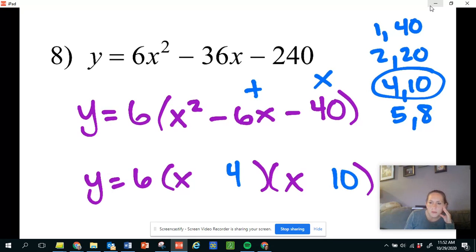So now I've got to figure out if I want pluses or minuses. I want to get negative 6. So that means I'm going to make it a negative 10 and a positive 4. If I add those together, I get negative 6. If I multiply them, I get negative 40. Boom.